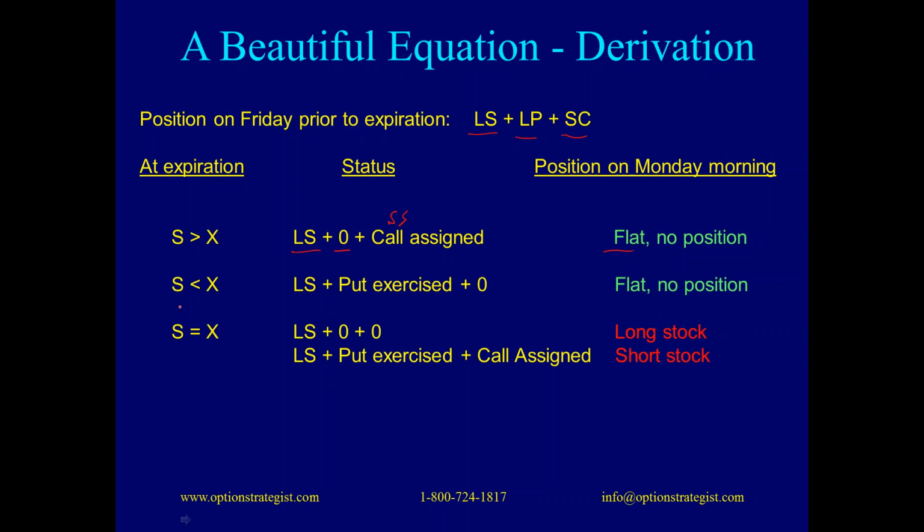Okay, what if the stock is less than the strike at expiration? Well, again, we have our long stock, and the put now is going to be in the money, so the put will be exercised. That gives us the right to sell stock, or if we didn't have any position, we'd get short stock from it. In either case, the long stock plus the short stock will net out to a flat position, and the short call will expire worthless. So whether the stock is greater than the strike or less than the strike, we're going to end up with a flat position on Monday morning, or no position.